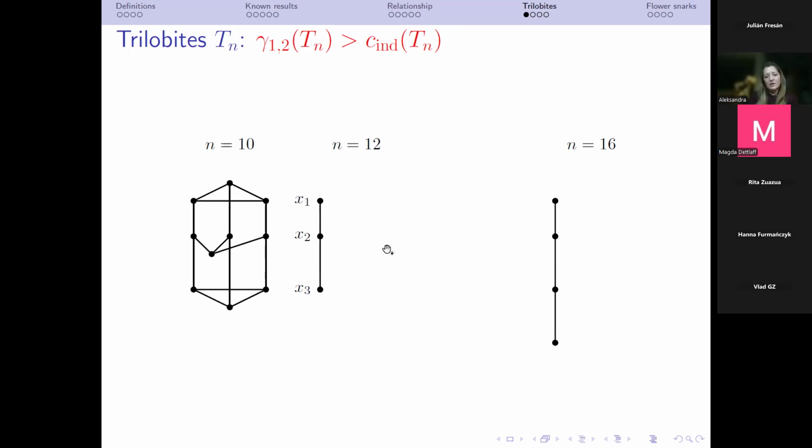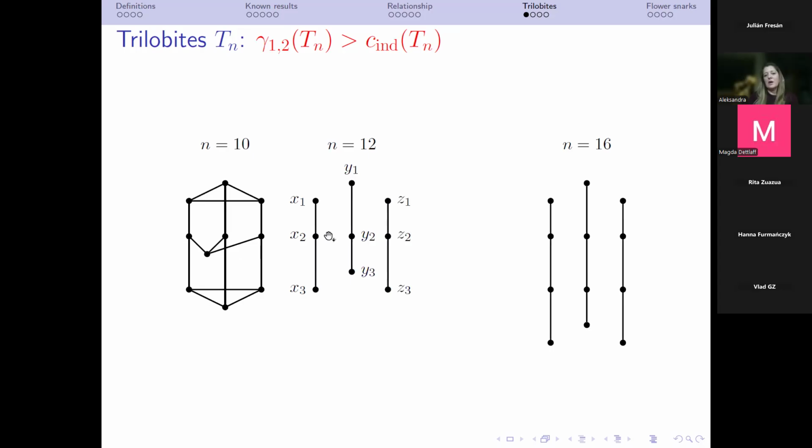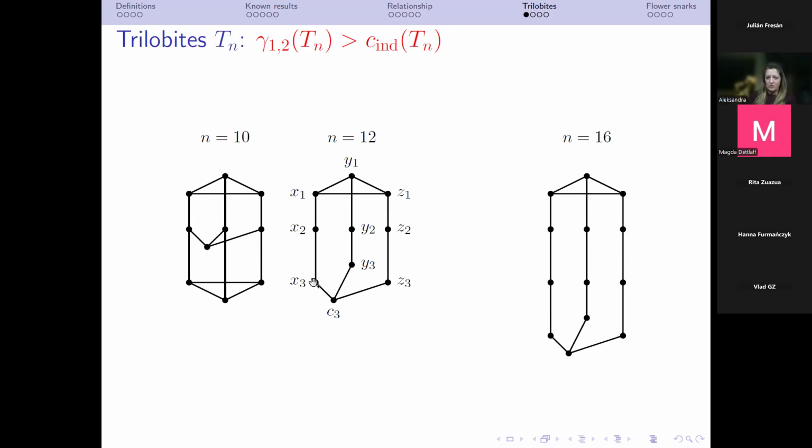then our trilobite is a graph that can be obtained from 3 disjoint paths. We start here with 3, then with 4. If n is 20, these paths would be paths on 5 vertices. And then we connect these upper vertices so that we get a triangle. And for the lower part, we add another vertex and connect it to these other ends of this path. And we add another such vertex. So here you see these vertices, they induce K_{2,3}. Yeah, so this is always the case for every trilobite on a number of vertices which is divisible by 4.